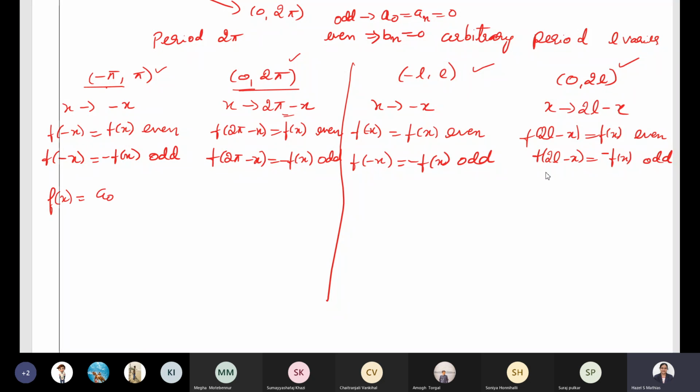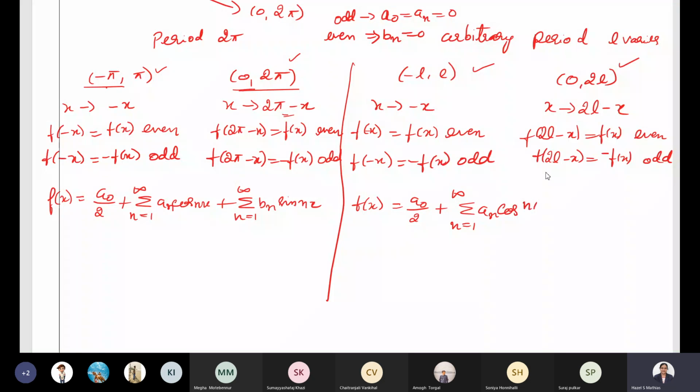General form is given by a naught by 2 plus summation n equal to 1 to infinity an cos nx plus summation n equal to 1 to infinity bn sin nx. Whereas in the case of arbitrary period, f of x is equal to a naught by 2 plus summation n equal to 1 to infinity an cos n pi x by L plus summation n equal to 1 to infinity bn sin n pi x by L. I hope you are able to differentiate between these two clearly.